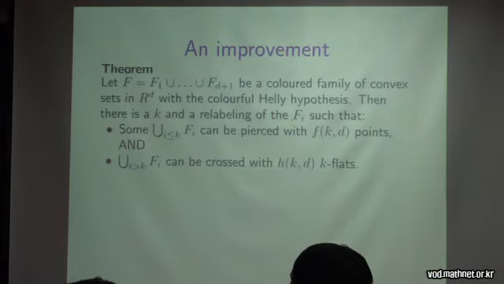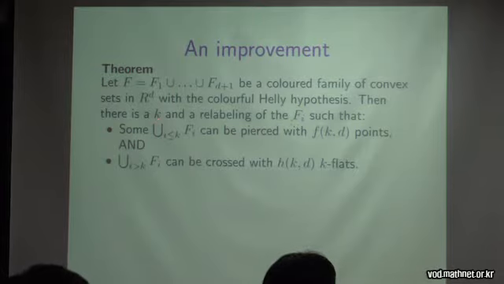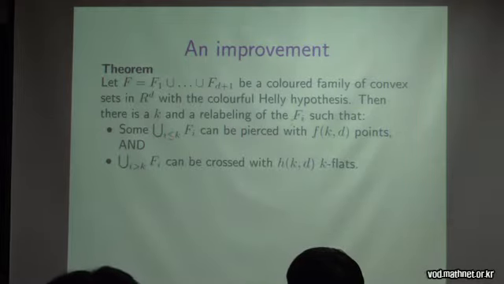So we have an improvement of this theorem for which I have no examples. So something that is stronger. So again, we have d plus 1 colors, and we have this colorful Helly hypothesis. So every time I take a heterochromatic family, they have to intersect at a point. And then I can reorder them somehow and find a number k such that these two things happen at the same time. So the union of the first k families, k colors, can be pierced with some small number of points.